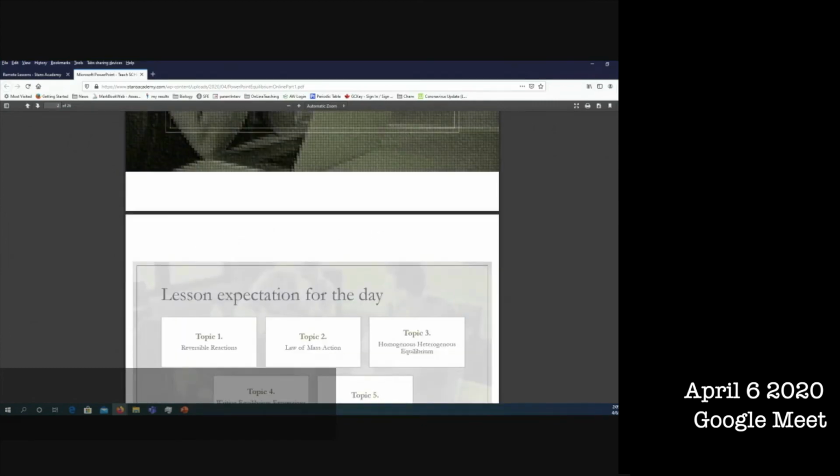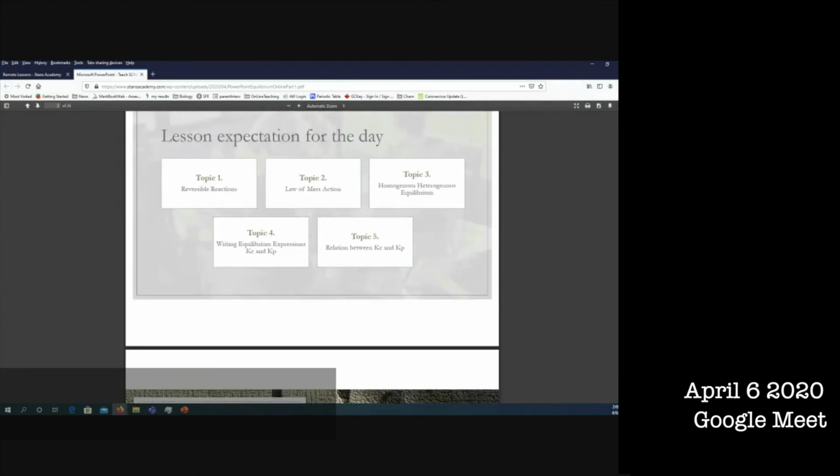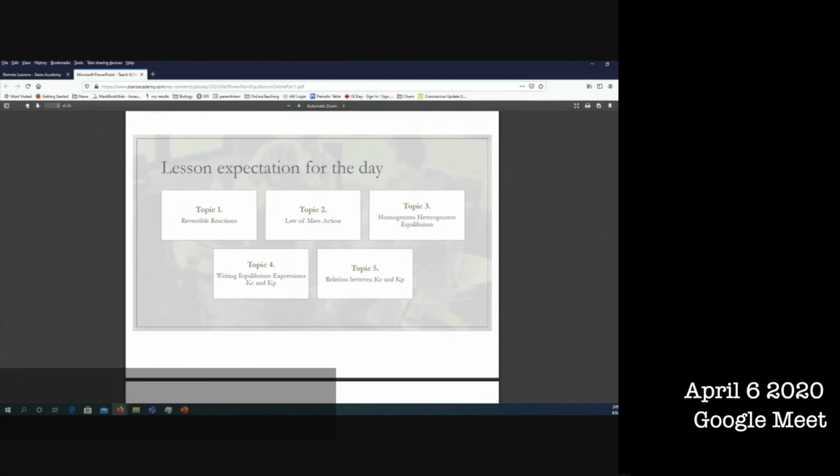Now, if you look at the PowerPoint presentation, I have divided the lessons into 5 topics here, not the total lesson, but what we will be doing immediately. Topic 1 is reversible reactions. Topic 2 is the law of mass action. Topic 3 is homogeneous and heterogeneous equilibrium. Topic 4 is writing equilibrium expressions, and topic 5 is the relationship between these two.